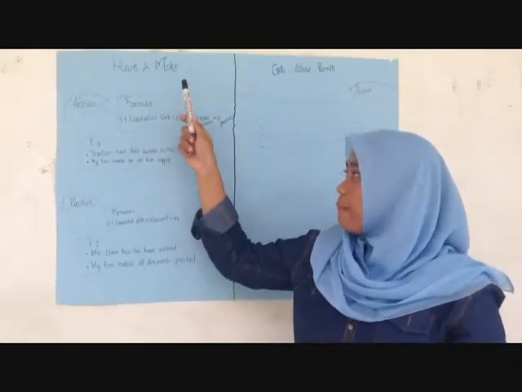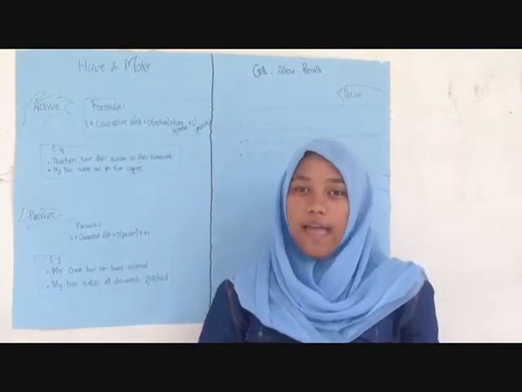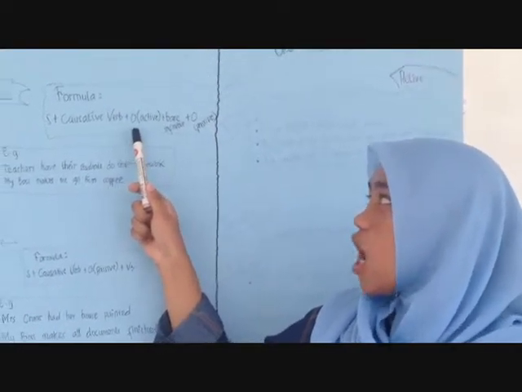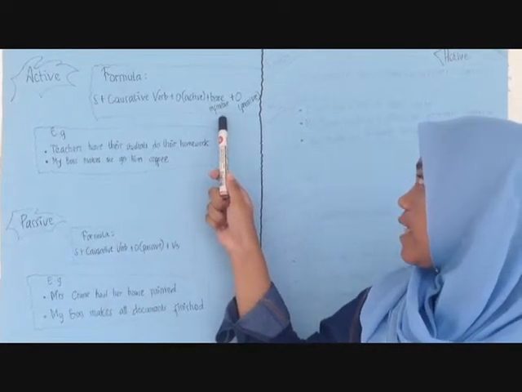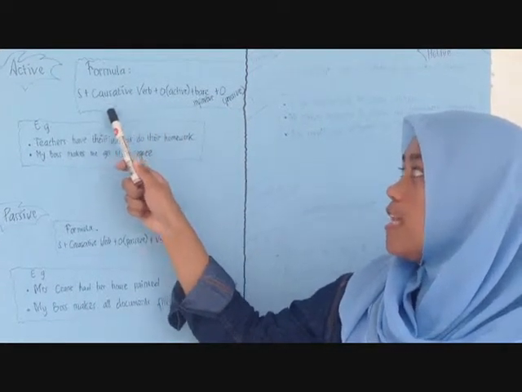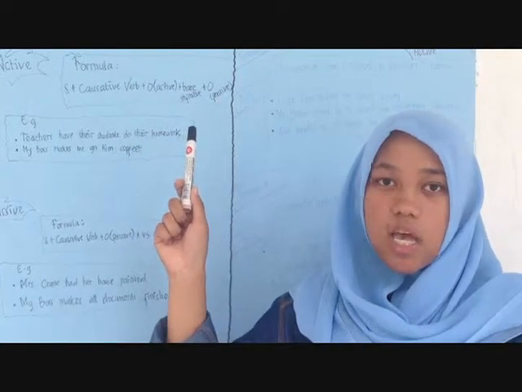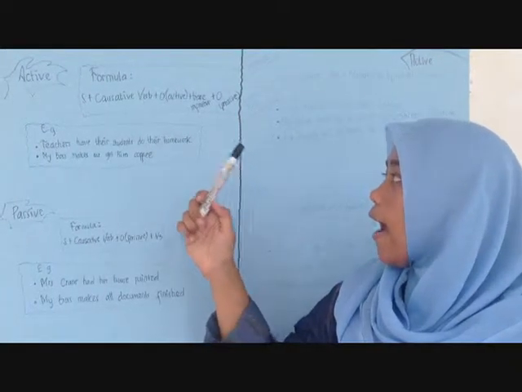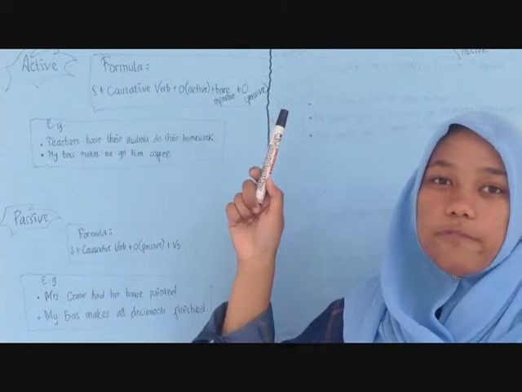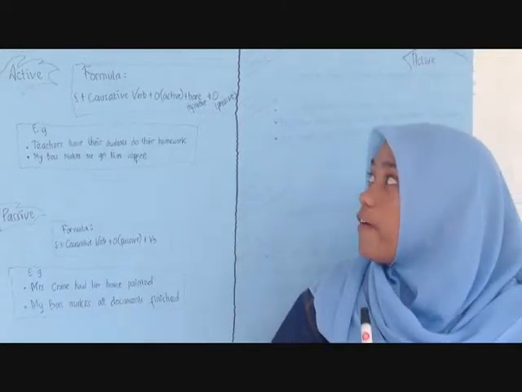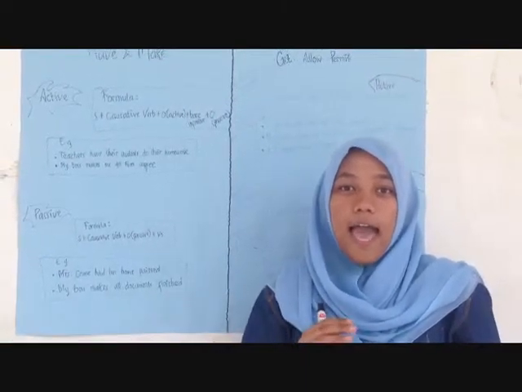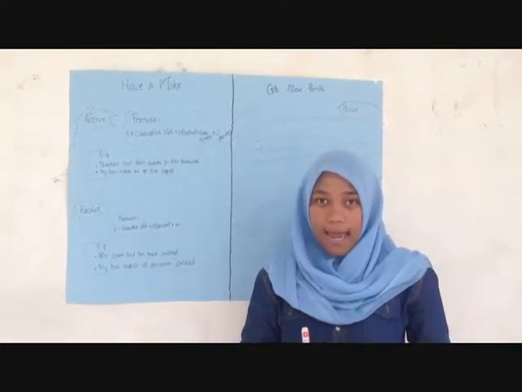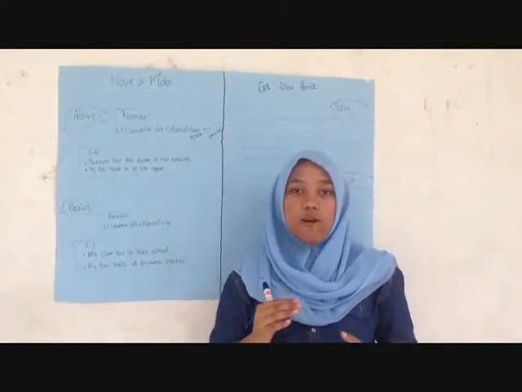I will explain to you the first kind of causative verbs. It is have and make. In active, the formula of have and make is subject plus causative verb plus object active plus verb infinitive plus object passive. The causative verb here is based on tenses. So, if you use the simple present tense, you have to make the causative verb in simple present tense. The difference between have and make is that have means to give someone the responsibility to do something, while make means to force someone to do something.